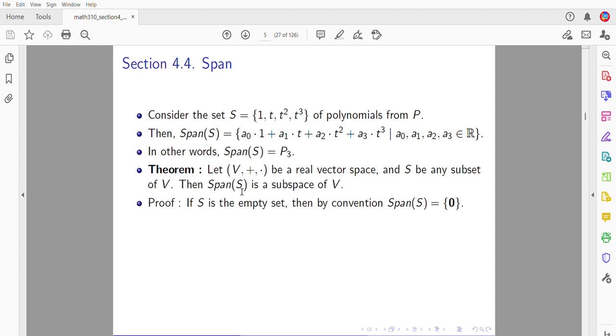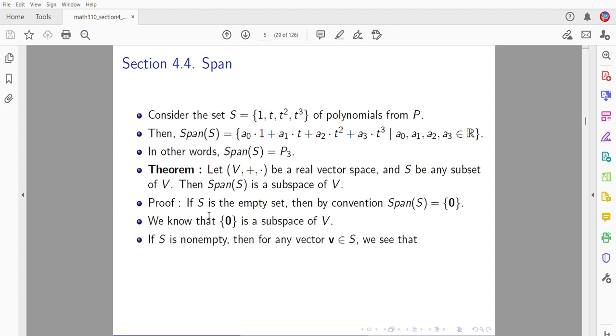So proof. If S is the empty set, then by convention span of S is the 0 vector. That is, if S is empty, now the set containing the 0 vector we know is a subspace of V. We saw this in our previous section 4.3.